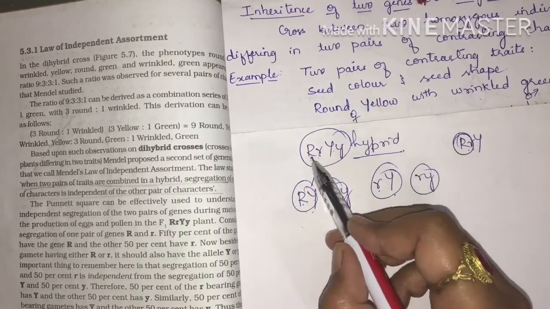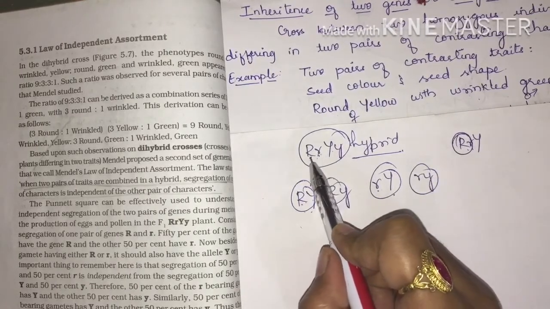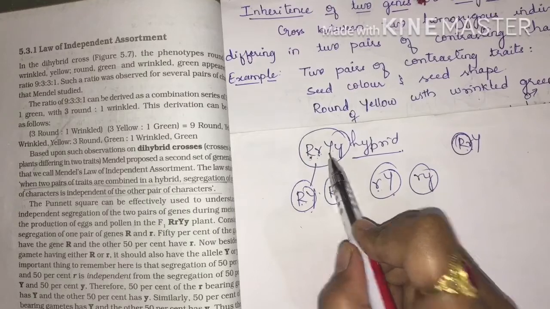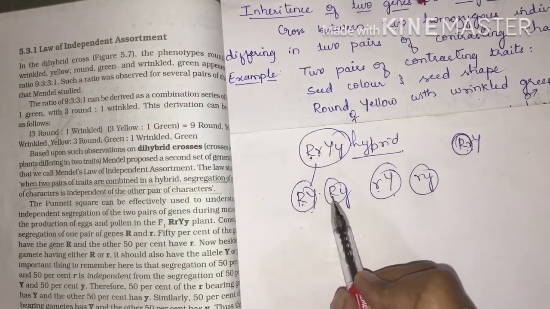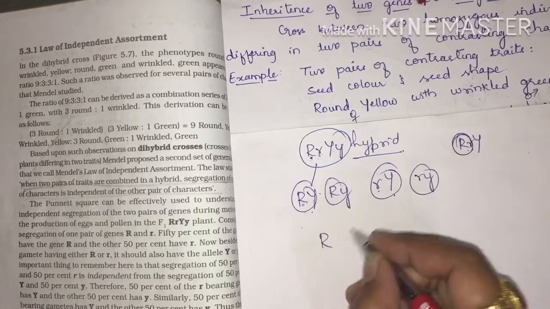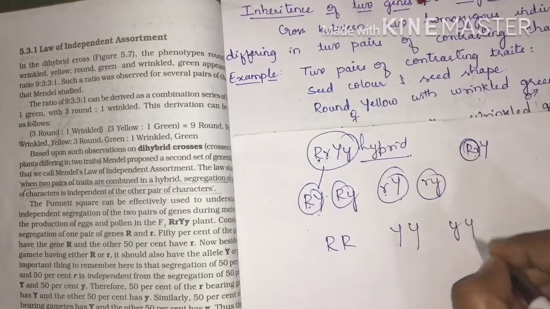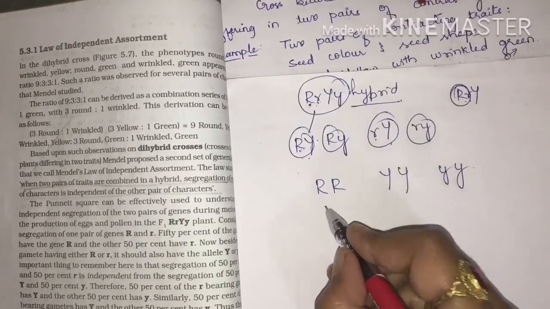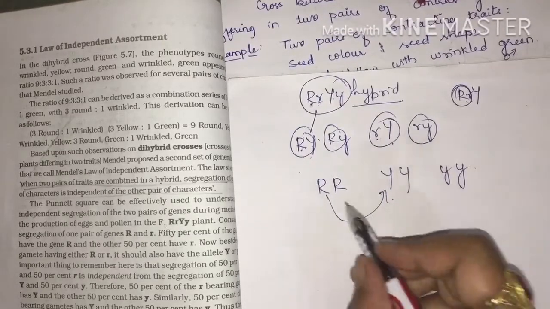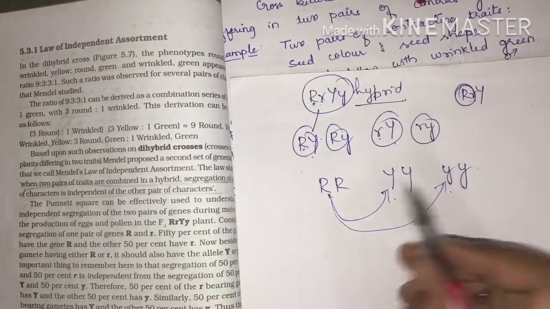Okay, now capital R is not always mixing with small r, nor is capital R always mixing with capital Y. Capital R is with capital Y, capital R is with small y. 50-50% chances are there. Is it? Capital R can fuse with either capital Y or small y. So capital R can fuse with this or with this. Chances are there, 50-50% chances.